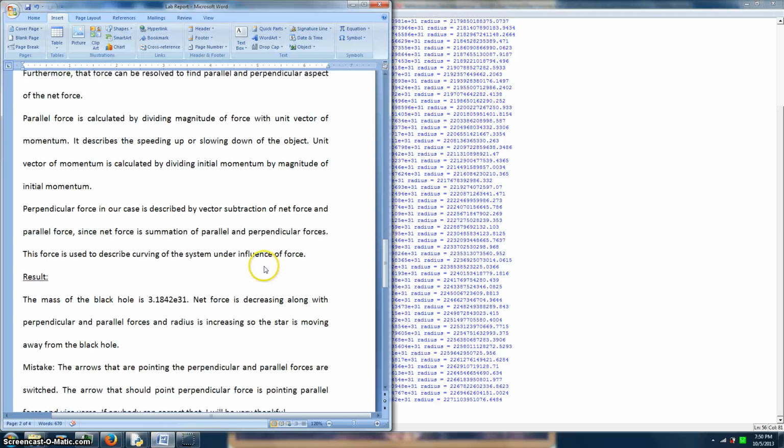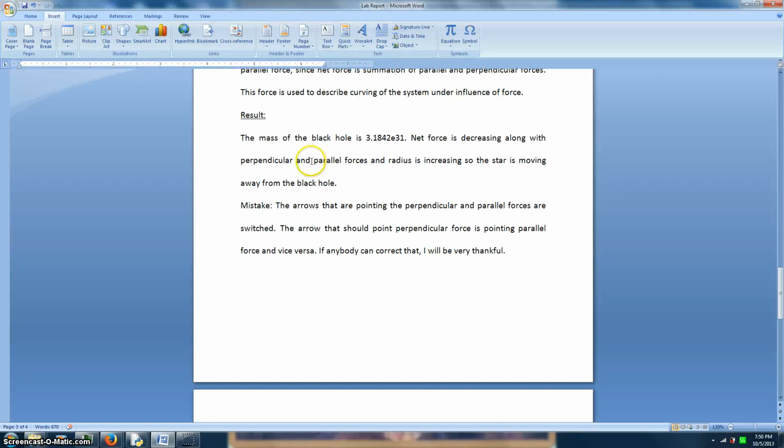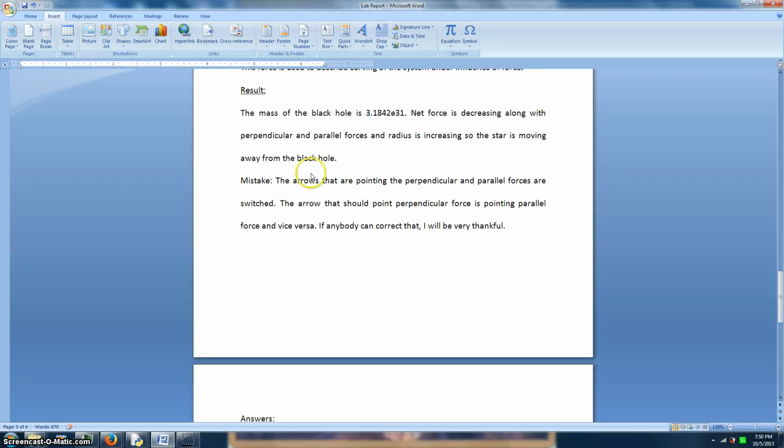The mass of the black hole was computed to be 3.1842 × 10^31, and the net force along with the perpendicular and parallel forces were decreasing but the radius was increasing, so the star was moving away from the black hole. That explains the decrease in force.